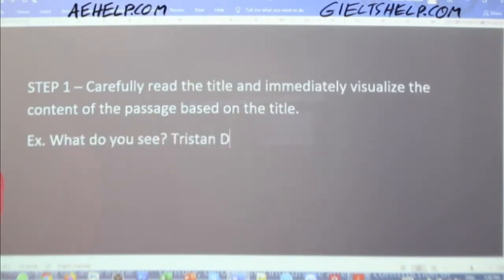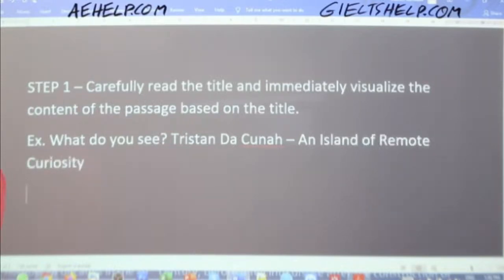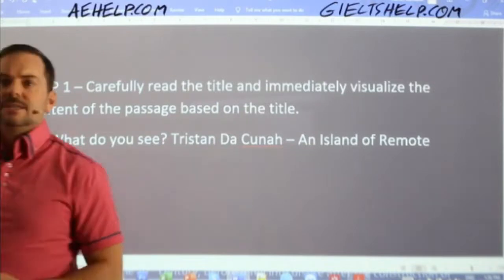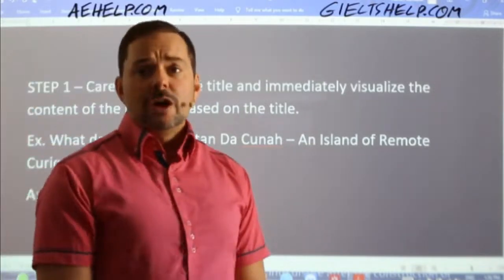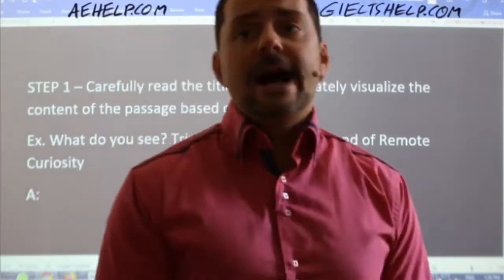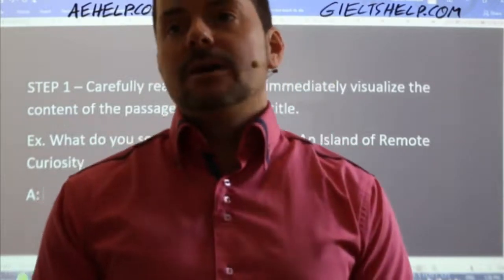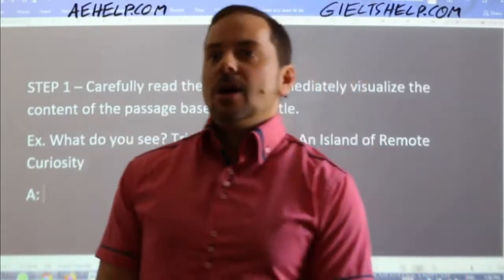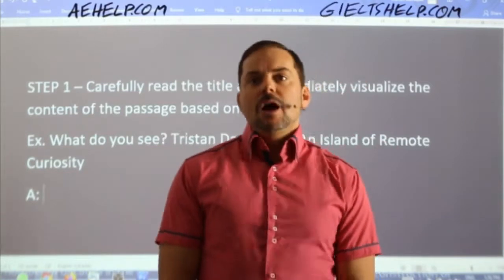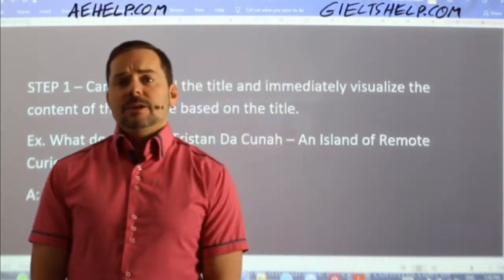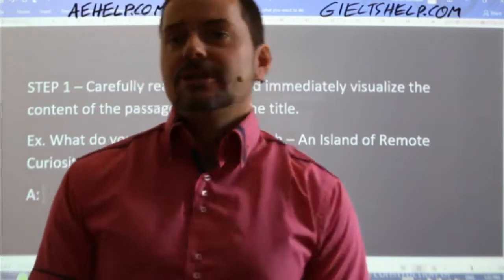Tristan da Cunha, an island of remote curiosity. Okay, so what do you see when you read this title? So Charlie says, I see a remote island in the middle of the sea. Okay, good. Which sea, Charlie? The Mediterranean, the Indian Ocean, the Arabic Ocean? Where do you see it?